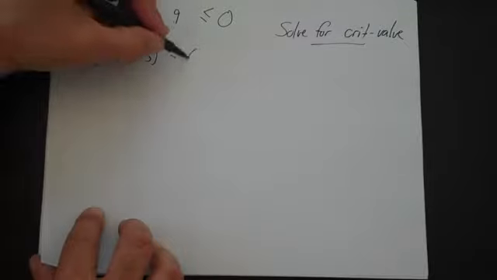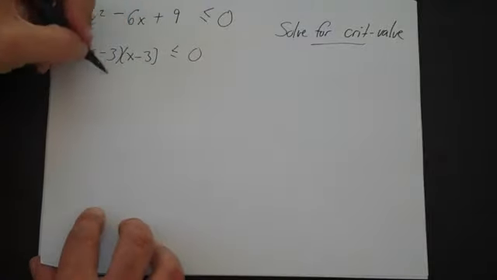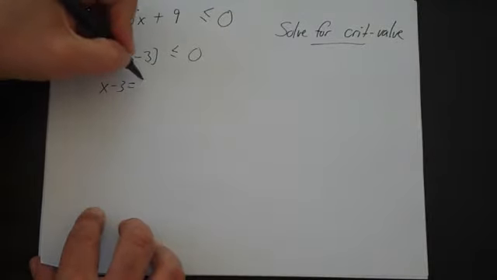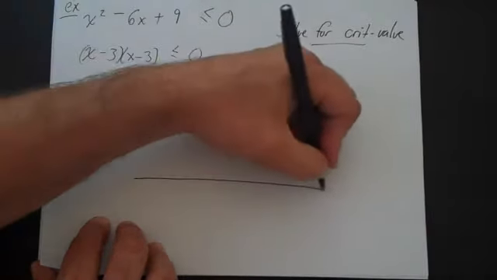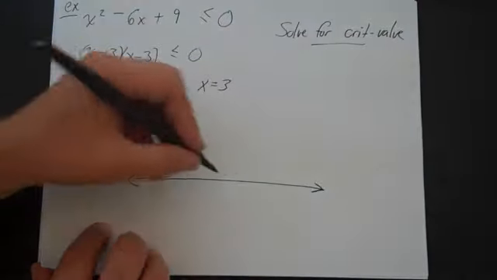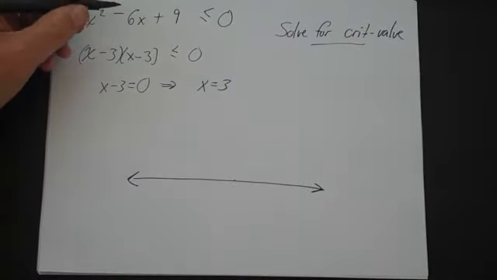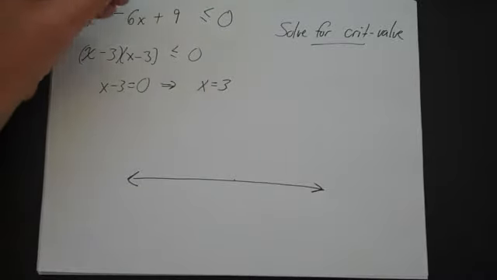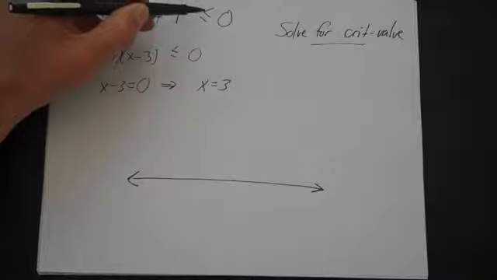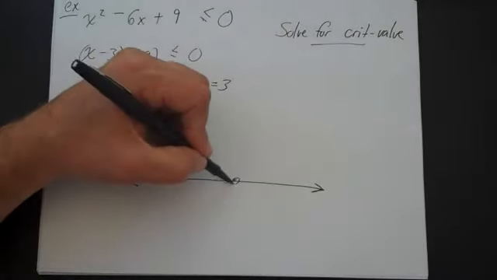Let's see if that's right. Negative 3 times negative 3 is positive 9. Negative 3 plus negative 3 is negative 6. That's right. So the critical value: x minus 3 is equal to 0, or x equals 3. So you have a number line here, and the critical value is x equals 3. Now, you have to think about whether or not 3 itself is a solution. Well, if it's less than or equal to, you have the equal part, then that means 3 is going to be a solution.